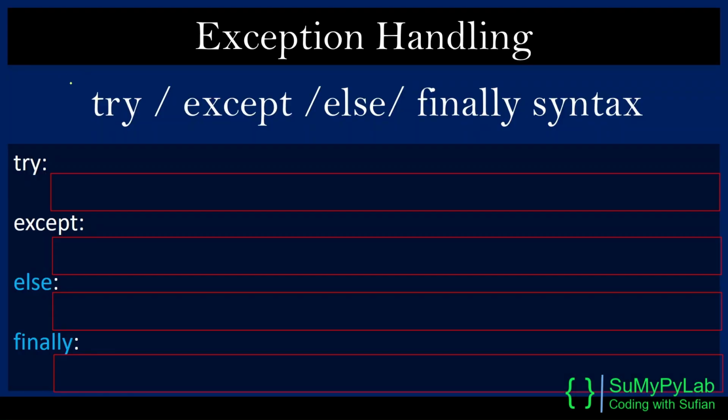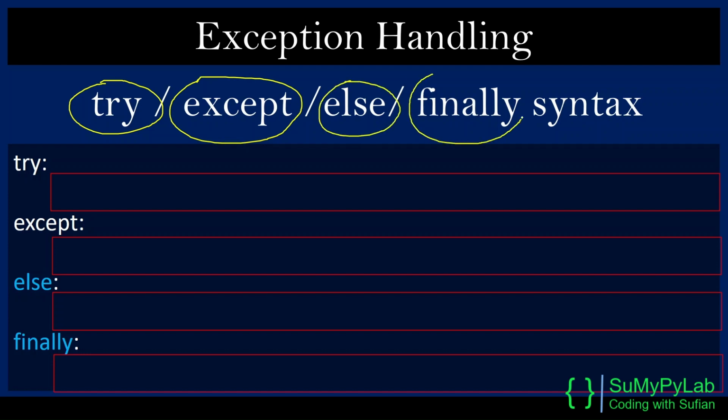Python provides 4 important keywords for handling exceptions: try, except, else, and finally. If our code uses a try block, then there should also be at least one except block. Else and finally blocks are optional. Please note that we may use more than one except block for handling multiple exceptions separately.